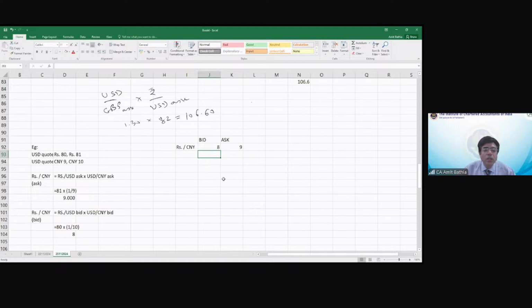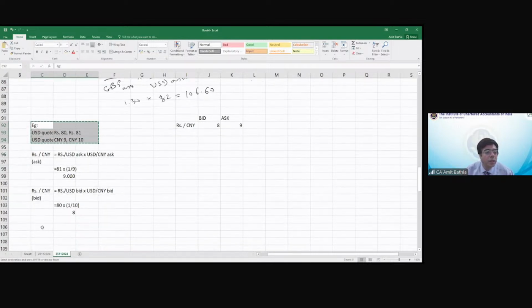Now, one way to cross-check subsequently is always to check if the ask price is higher than the bid price. Is the ask price higher than the bid price? Yes, sir. Because you need to provide for the margin. The difference is the spread. Ask minus bid is the spread. Ask price generally is always higher than bid price. Shall we take one more example? Let's take one more example.